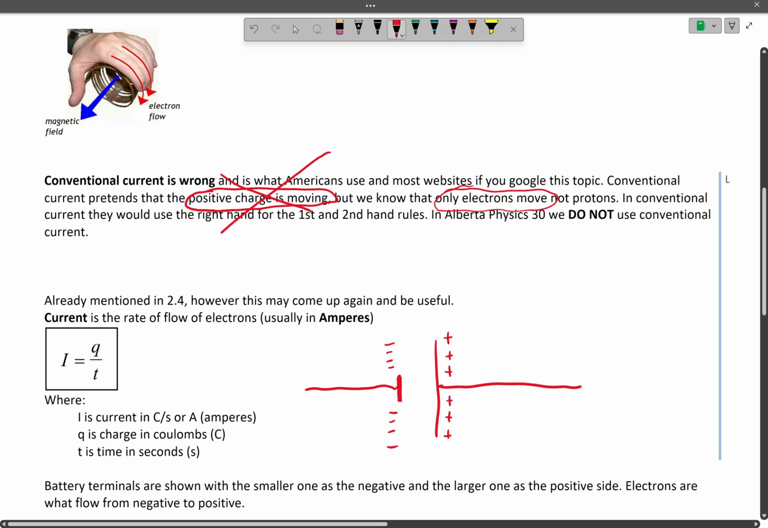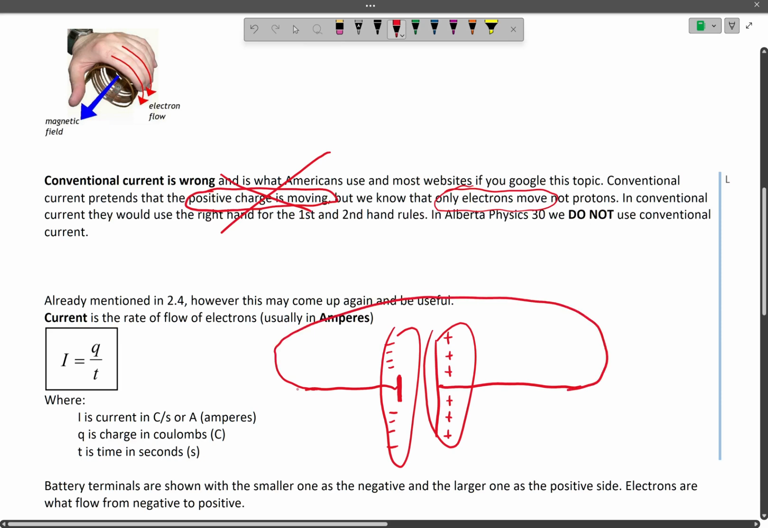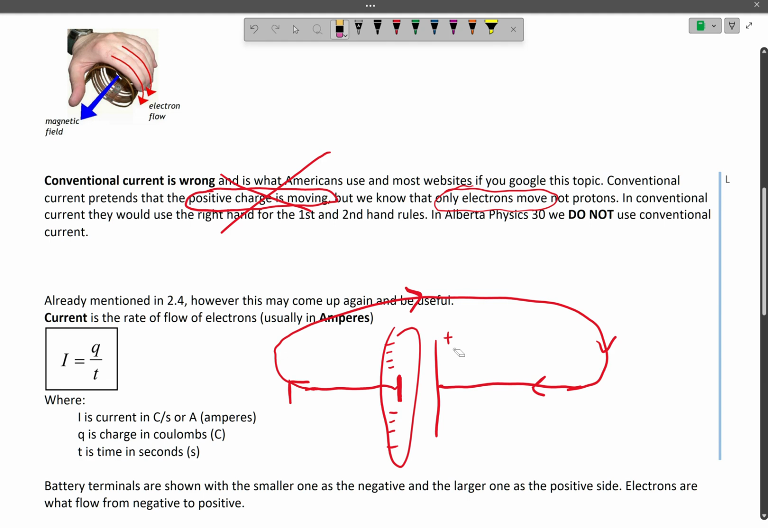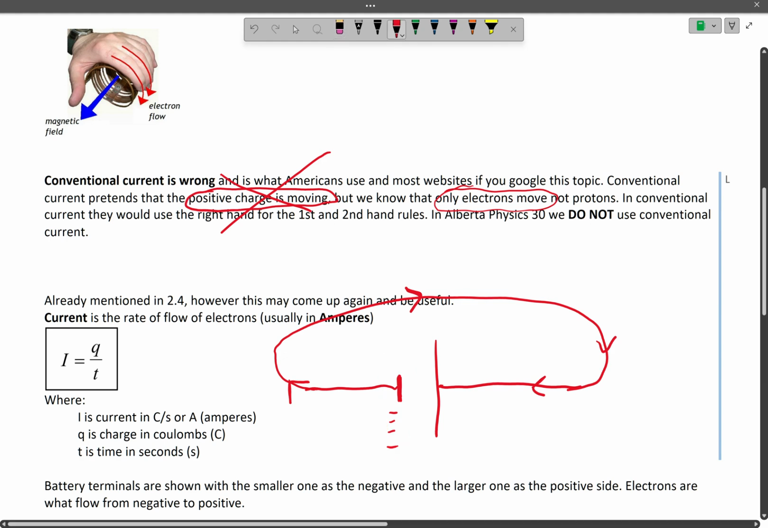So this is the positive end of the battery. This is the negative end. And if we follow the wire around, we always know it flows from negative to positive. So you can watch the electrons flowing around. Now, normally you don't draw it like that. Normally we just draw it like this.